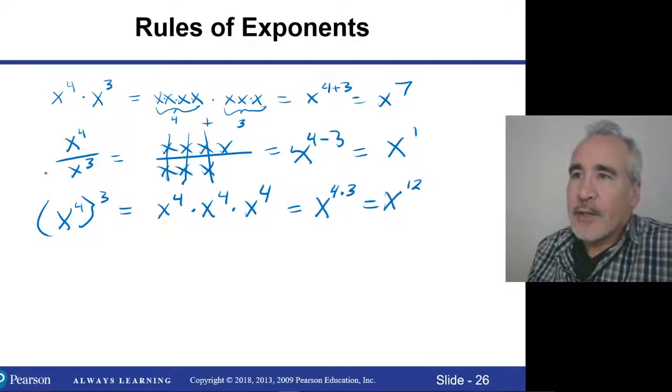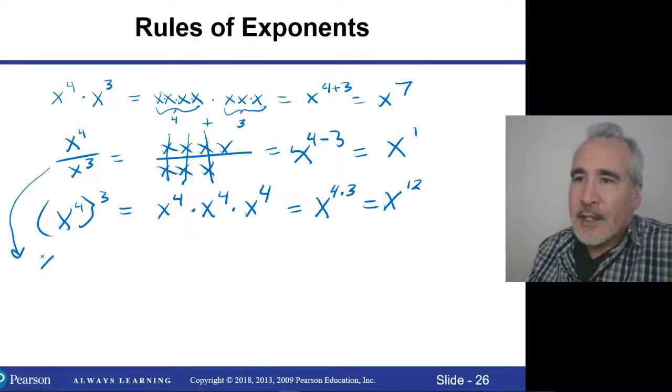What I want to show you, though, is what if we did this one reversed. So we did x to the 3rd on top with x to the 4th in the bottom.